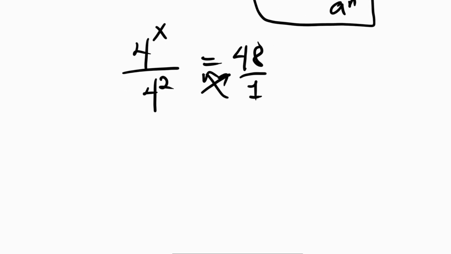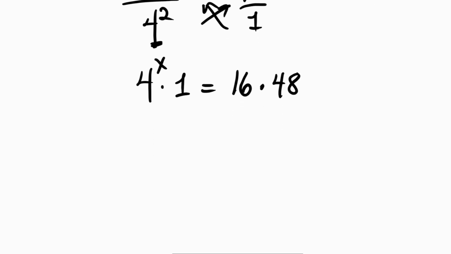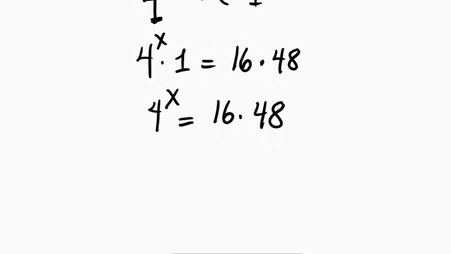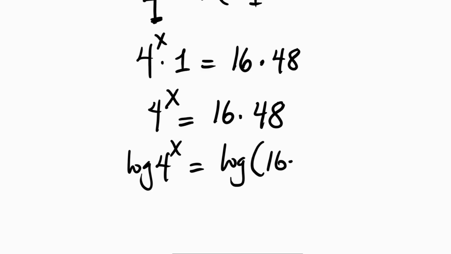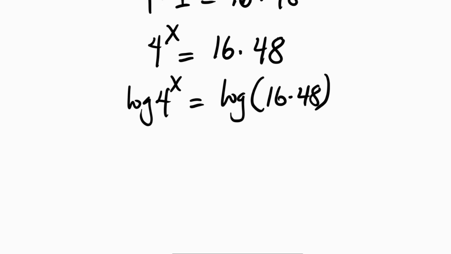And when we do, it becomes 4 raised to power x times 1 equals 4 squared is 16. So that becomes 16 times 48, right? So we have 4 raised to power x equals 16 times 48. So now we're looking for the value of x. The next thing to do would be to apply log to the left and right hand side of our equation. So now what we have is log of 4 raised to power x equals log of 16 times 48, right?